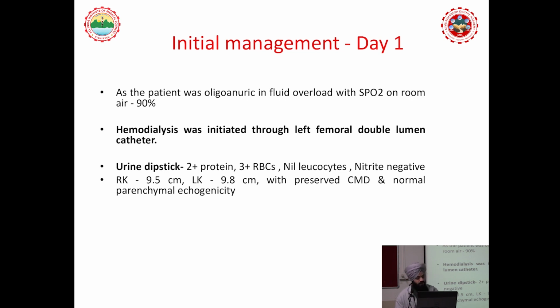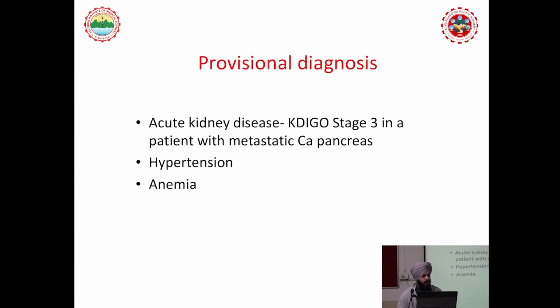So the provisional diagnosis at the ward was kept as acute kidney disease, stage 3, in a patient with already metastatic CA pancreas, with hypertension, likely secondary, with anemia.